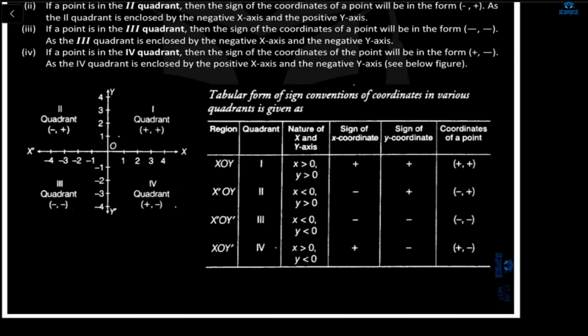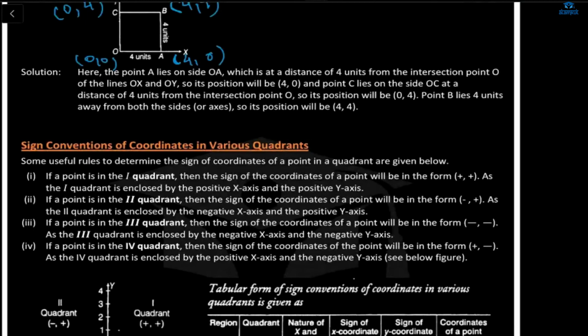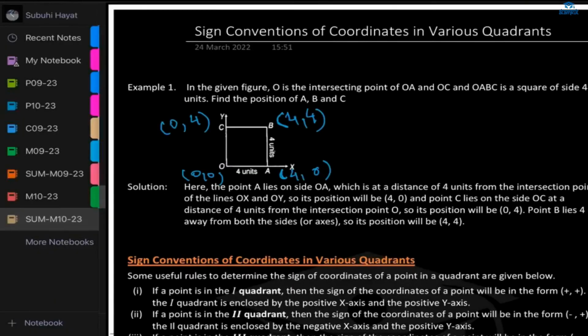Now the fourth quadrant, which is x oy dash, where x is greater than 0 but y is less than 0. So the sign of the x coordinate is positive but the sign of the y coordinate is negative. So the coordinate of a point here is plus minus. You should remember the sign convention of quadrants, because it may ask you what the sign will be in the first quadrant.